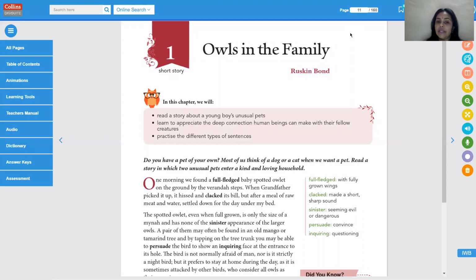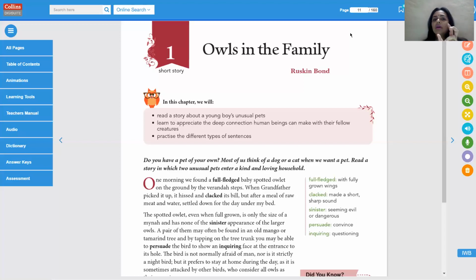Okay, let's talk about the story. In this chapter, we will read a story about a young boy's unusual pets. And who could these pets be? Of course, owls. This story is nicely written by Ruskin Bond. If I talk about the writer, he writes very soft and simple, yet intricate stories which express human feelings very nicely. This is a specialty of Ruskin Bond.